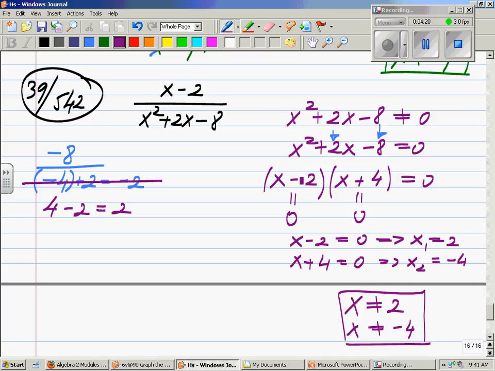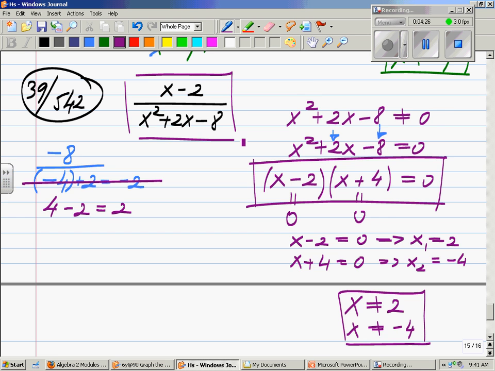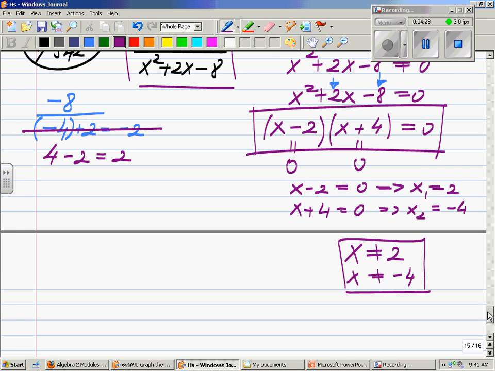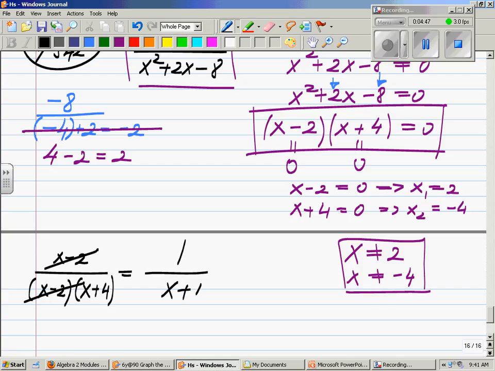And now, because I got the factorization, that's going to help me to simplify my expression, right? And my expression is (x minus 2) over (x minus 2) times (x plus 4). Can we simplify by anything here? By x minus 2. And the answer would be 1 over x plus 4. And this is it.